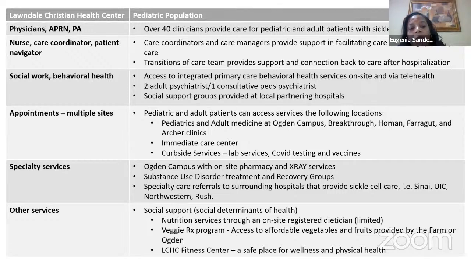We also have a veggie prescription program through our farm on Ogden, which allows our patients to be referred free of charge to access affordable fruits and vegetables, and the farm on Ogden is open throughout the day just for general purchase of fruits and vegetables. And we also have our fitness center, which is open 6 days a week, and it is a safe place for wellness and physical health. Next slide.